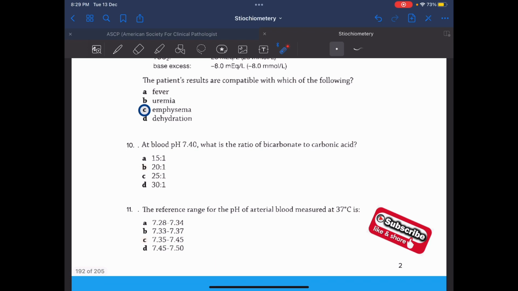Question number 10. At blood pH 7.4, what is the ratio of bicarbonate to carbonic acid? At pH 7.4: 15 to 1, 20 to 1, 25 to 1, or 30 to 1. The correct answer is 20 to 1.